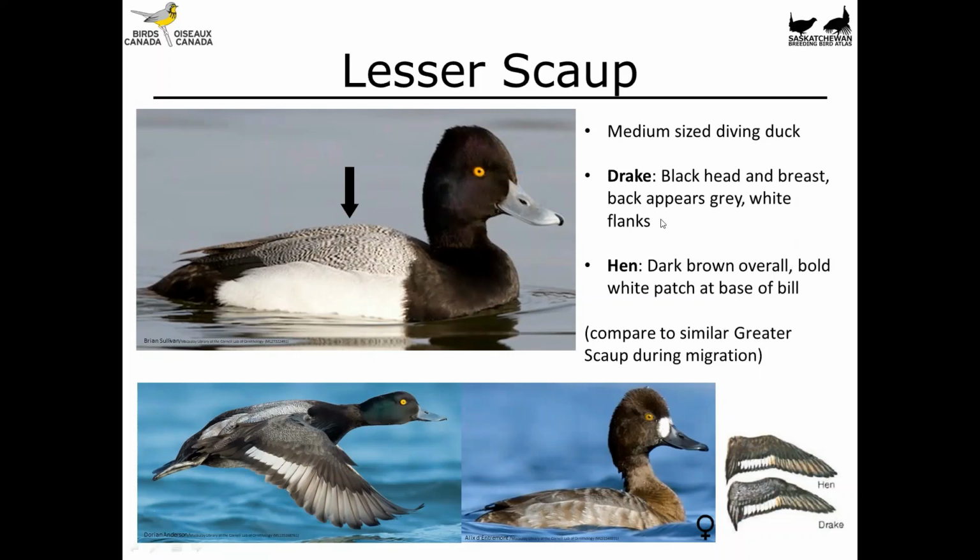Their back appears gray because of the mottling and the feathering, and they have these white flanks. The hen lesser scaup is a dark brown bird overall with this bold white patch at the base of the bill. And you want to compare this to greater scaup during migration, but you won't see greater scaup down here during the summertime or during the breeding season.